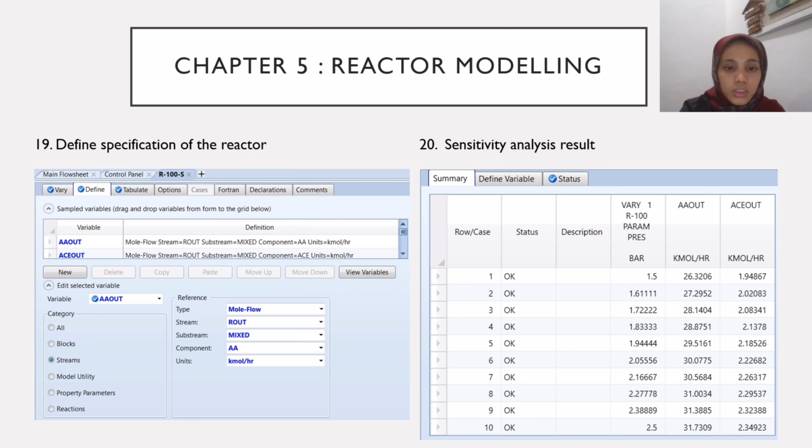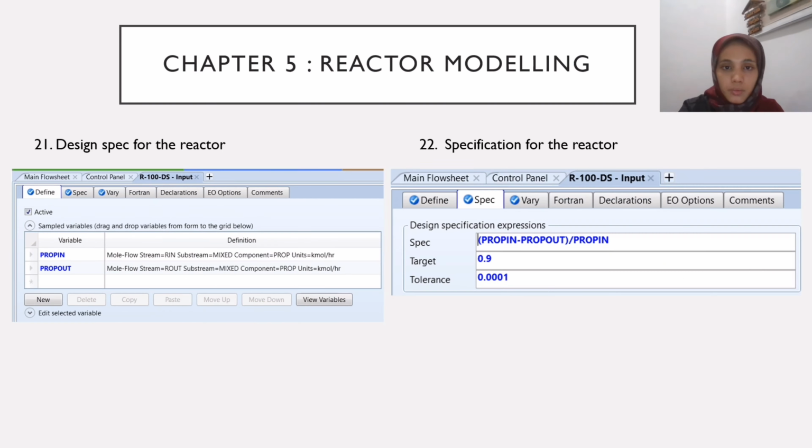The result shows that increasing reactor pressure will increase the outlet flow rate of acrylic acid. Thus, a pressure of 250 kPa is valid to be used. Next, a design spec is introduced to set the conversion of propylene at 0.9. The main purpose of setting this conversion is that there is 10% of gas bypassing, and the maximum conversion in the reactor will become 0.9 only.